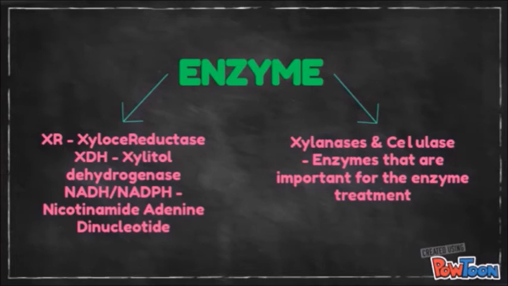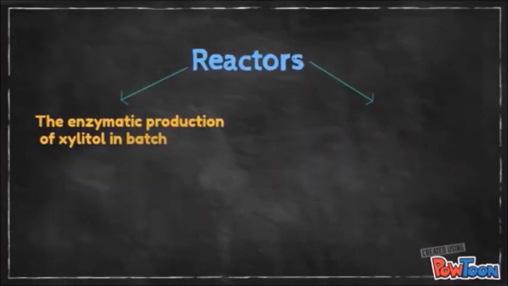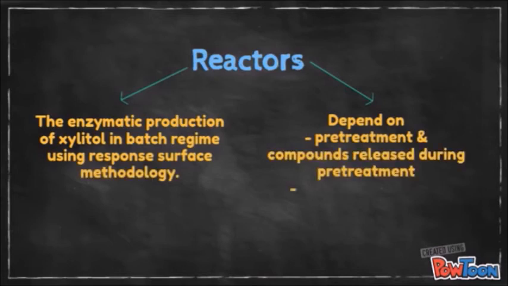or NADPH, which is mainly seen, which is abundant in yeast. The reactor used for this reaction would be a batch reactor.